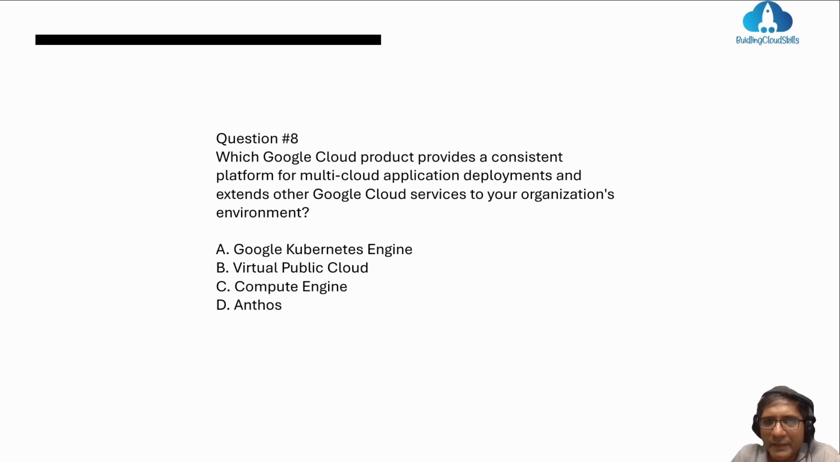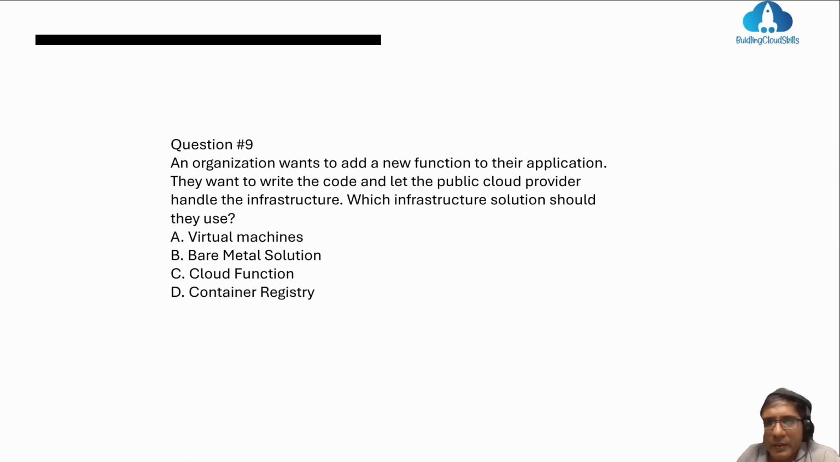Which Google Cloud product provides a consistent platform for multi-cloud application deployment and extends other Google Cloud services to your organization's environment? So this is talking about hybrid with your on-premise, and that is where we have Anthos. An organization wants to add a new function to their application. They want to write the code and let the public cloud provider handle the infrastructure. Which infrastructure solution should they use? A, virtual machine, B, bare metal solution, C, Cloud Functions, D, Container Registry. I guess it's straightforward, Cloud Functions.